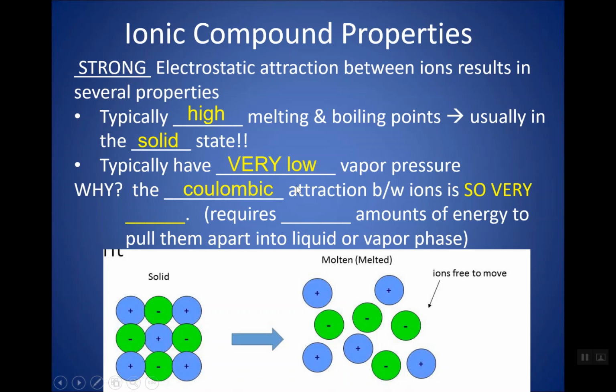So why? Very strong attraction between ions, and not just two ions. Remember, there's really millions and millions of these ionic bonds in this crystal lattice that you would have to break up to melt or boil it, turn it into a liquid or gas from the solid. So that's not really going to happen very easily. It would take large amounts of energy. So that's why it has very high melting and boiling points, especially when comparing it to something like a molecule.